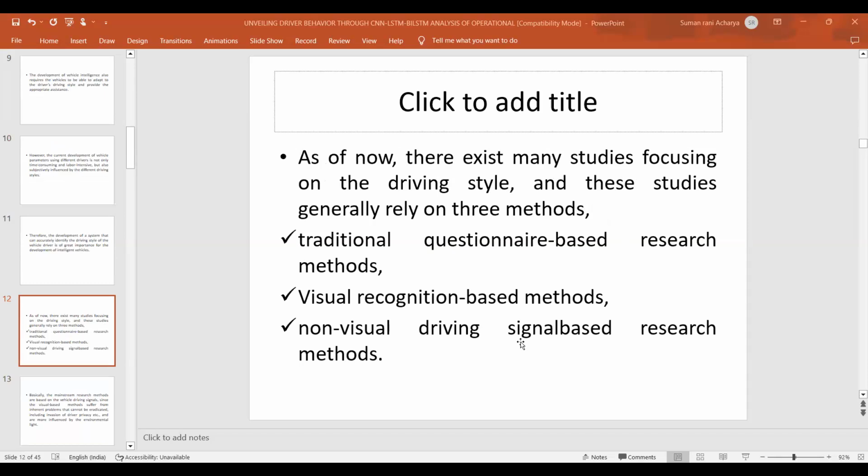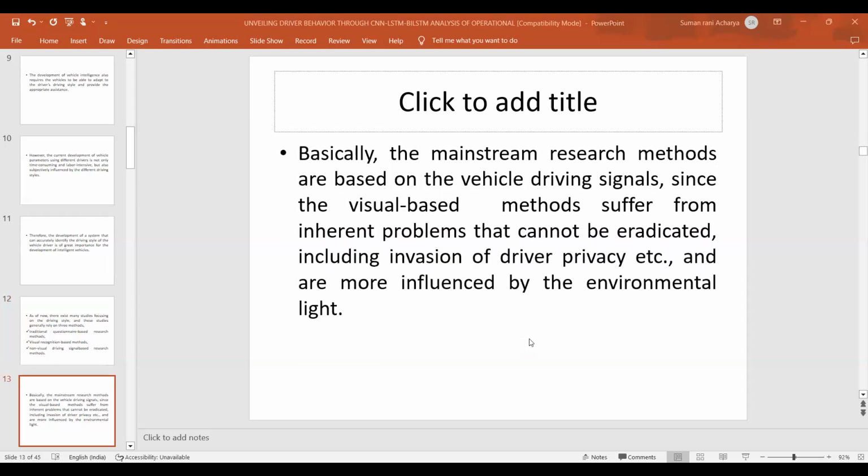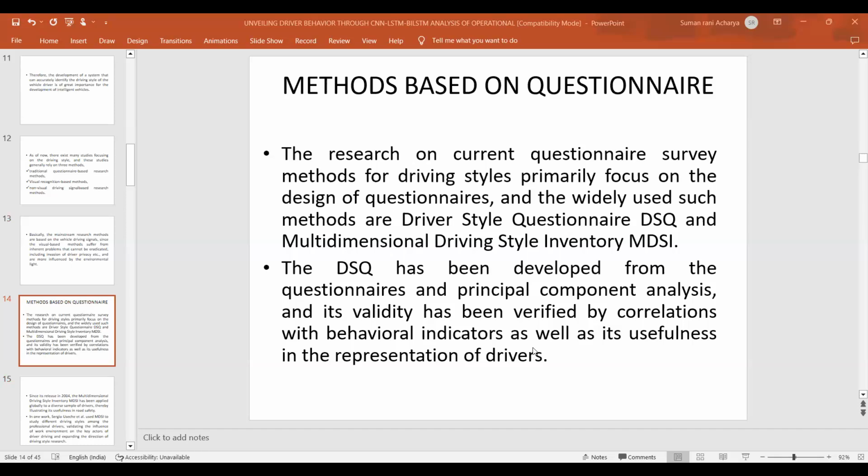As of now, there exist many studies focusing on driving styles, and these studies generally rely on three methods. We have gone through around 50 literature reviews, and from there we found the traditional questionnaire-based research method, the visual recognition based method, and the non-visual driving signal based research method. The mainstream research methods are based on the vehicle driving signal, since the visual-based method suffers from inherent problems that cannot be eradicated, including invasion of driver privacy and more influence from environmental lights.